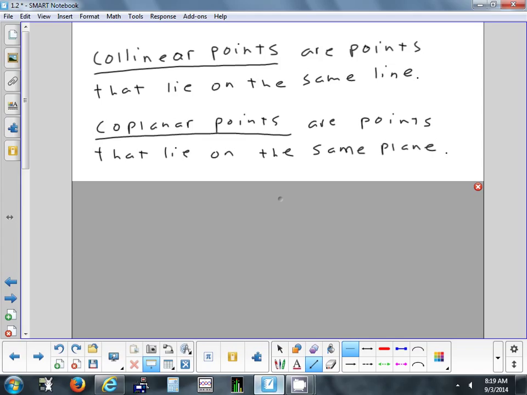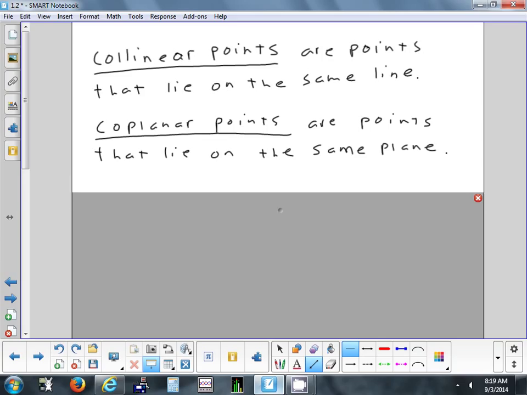Okay, we're all in the same plane right now. We're all standing or sitting on the same floor. So our feet are all in the same plane. If I was standing up on the table, I would be in a different plane than the rest of you. So that's the idea of coplanar.